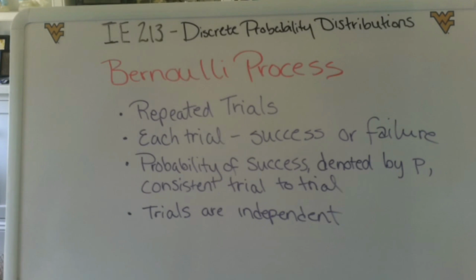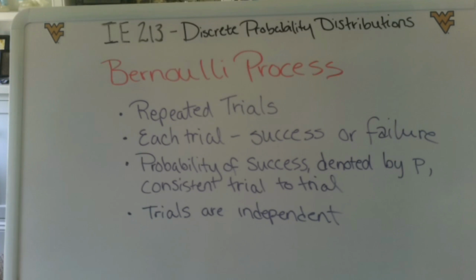So we're going to talk about discrete distributions, and there are several that are more popular or more widely used, and we're going to go through those. But first we're going to talk about the Bernoulli process. An experiment that deals with repeated trials with two possible outcomes, which may be labeled success or failure, is referred to as the Bernoulli process.